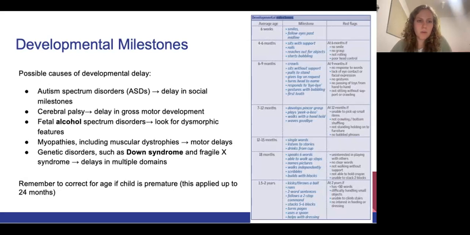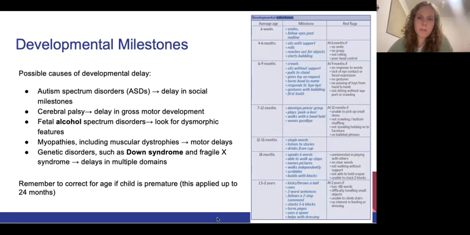Fetal alcohol spectrum disorder and other genetic disorders are also causes, but usually you'll have dysmorphic features on the face or something like that to show you. So I don't know if the developmental milestones problem would be the only thing. Then you can have muscular dystrophies, which can cause motor delays as well. And yeah, other genetic disorders like Down syndrome.